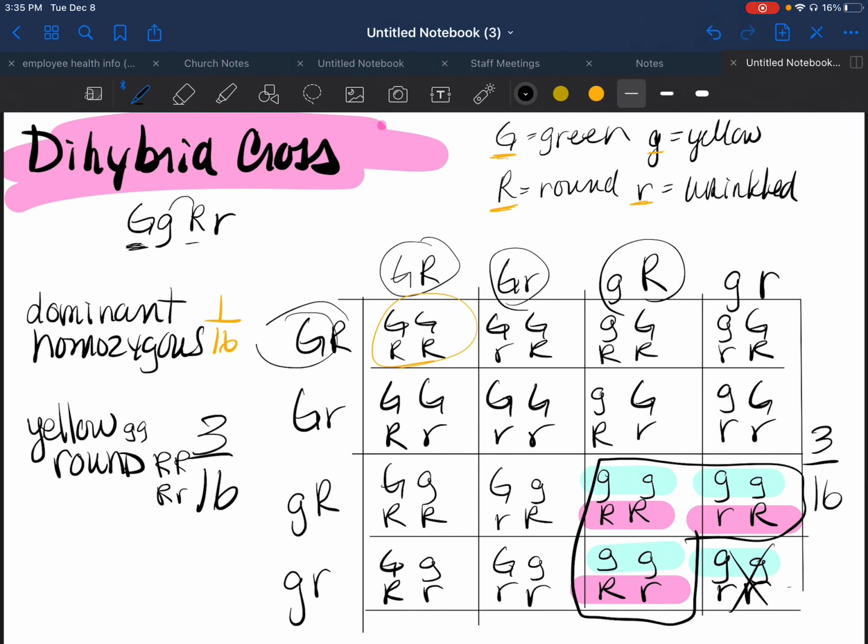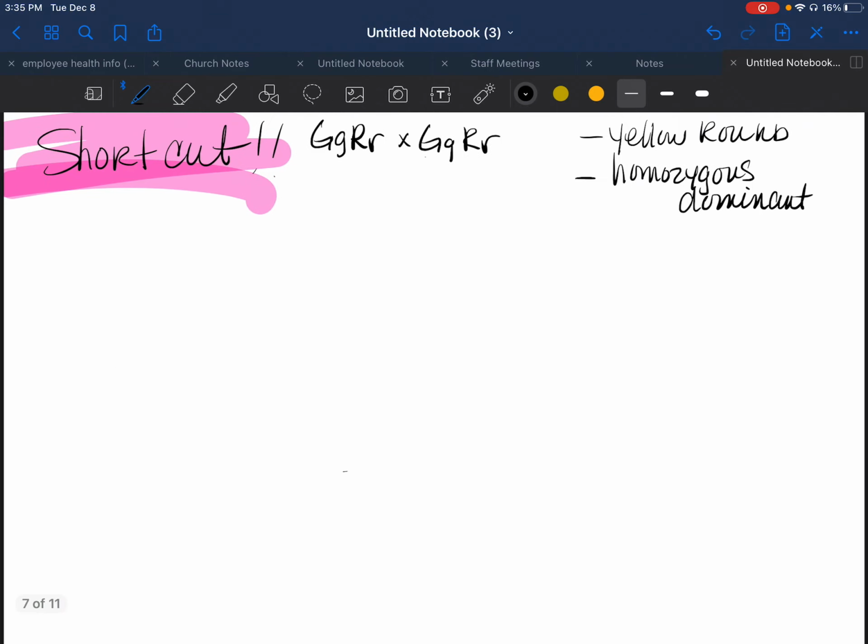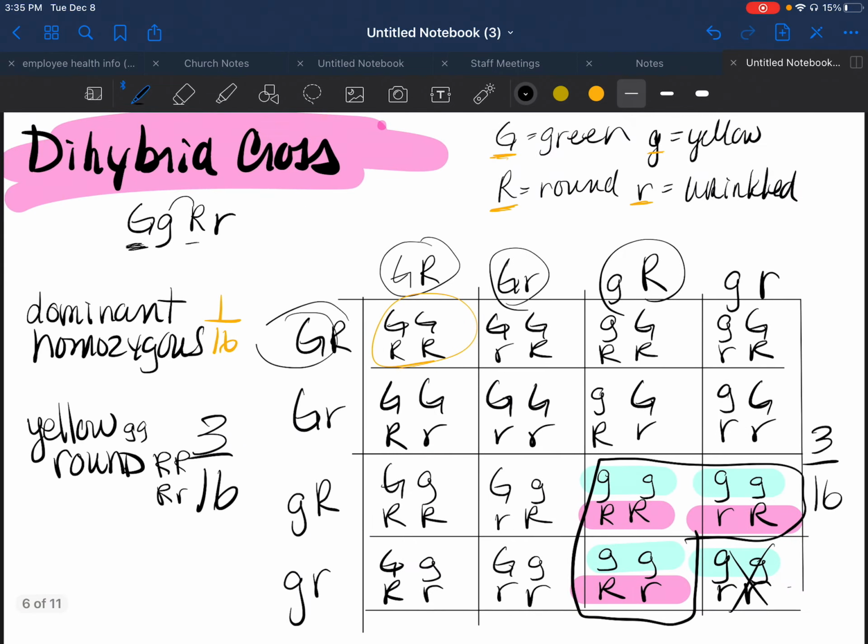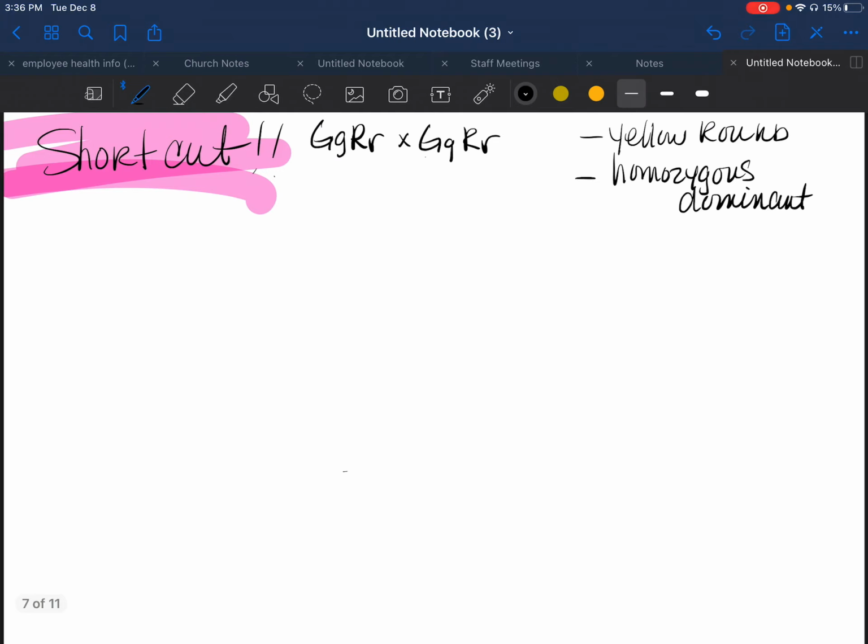All right, so now that we have done a dihybrid cross, what I want to do is show you how to do a shortcut. We are going to do the same cross and ask the same questions, only instead of completing this dihybrid cross, I'm going to show you how to do it a different way to get the same results. So basically, you're going to look at each of the parents and, I'm sorry, each allele individually.